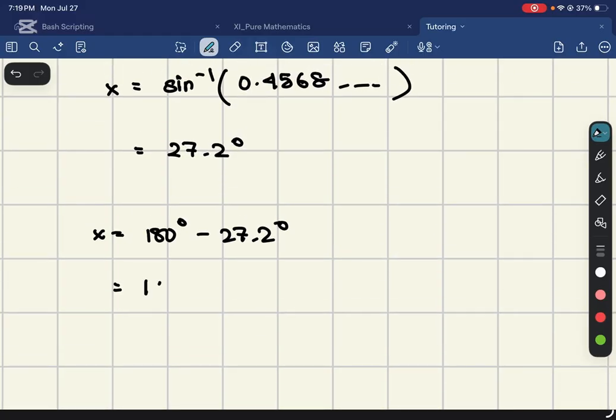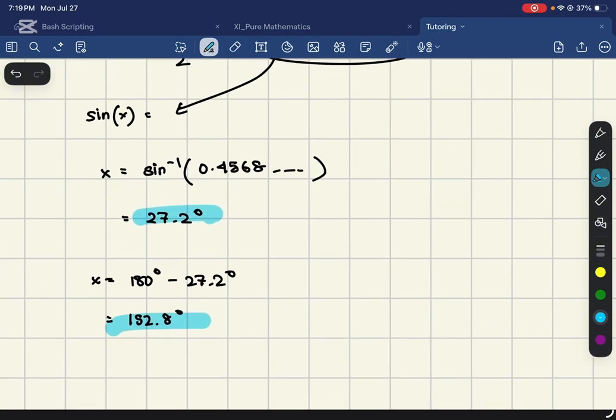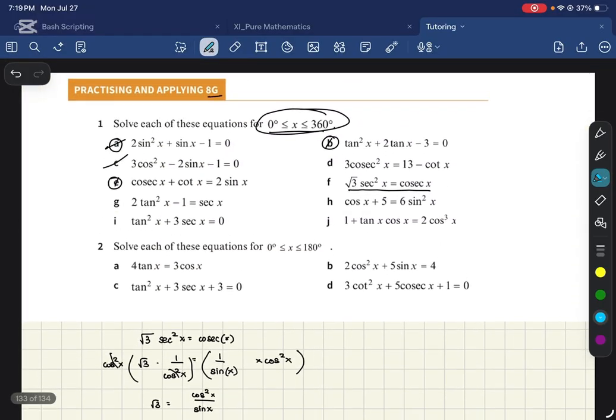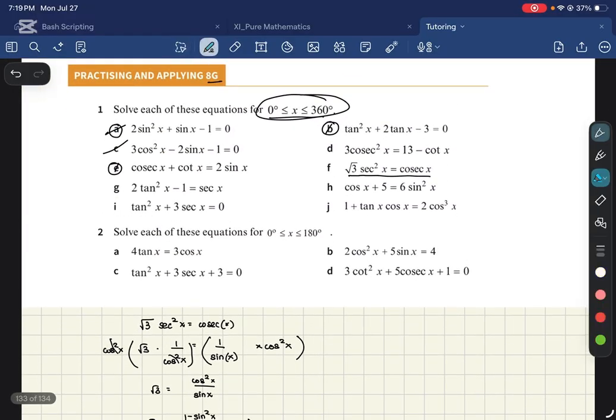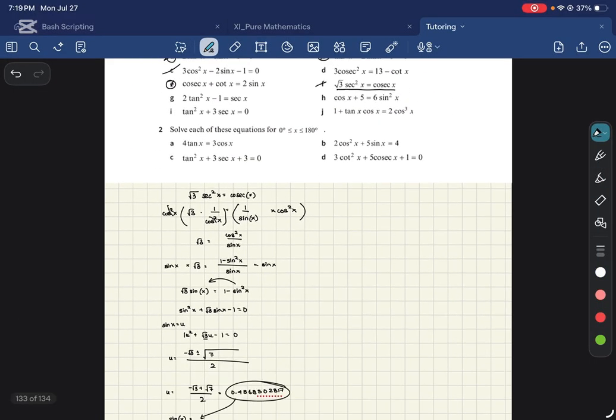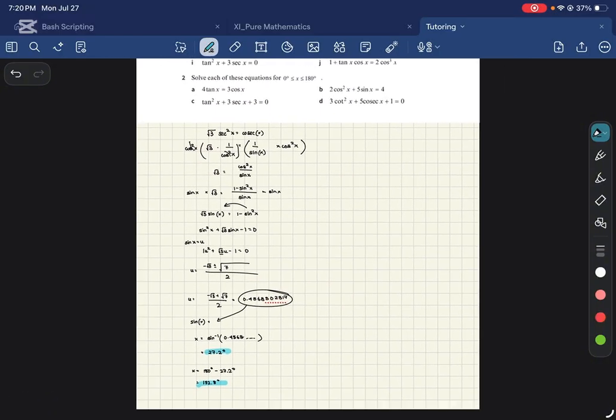And you get 152.8 degrees. So those are your two solutions. All right. So 27.2 degrees and 152.8 degrees. So that's how you solve part F. I know it was a bit convoluted, but I hope the explanation is clear.